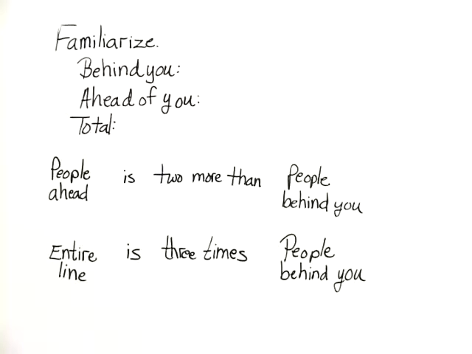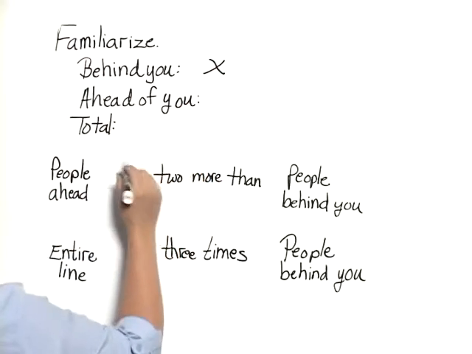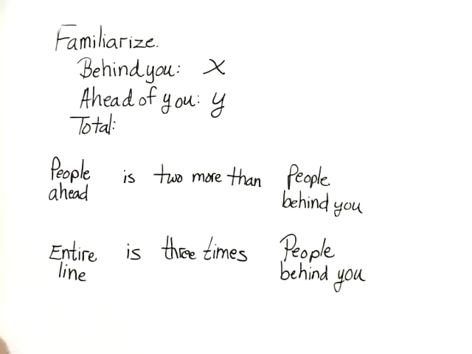Well, let's start by familiarizing ourselves with this. Now, it may not be obvious, but we really have 2 variables here. We have the number of people behind you and the number of people ahead of you. Let's let the number of people behind you be x, and let's let the number of people ahead of you be y. And then let's think through how many people are in the line.